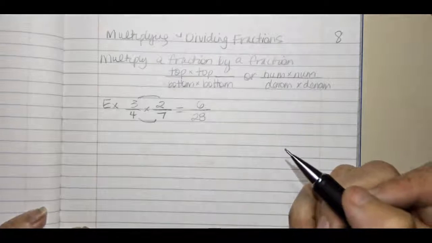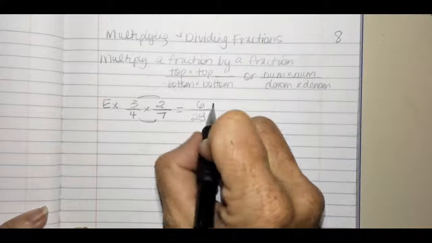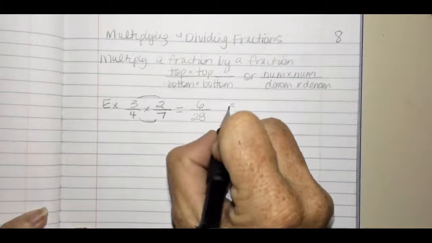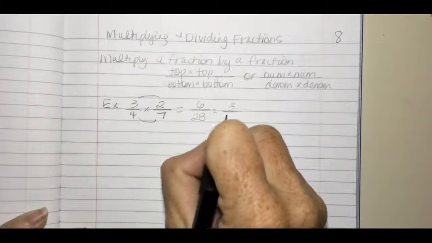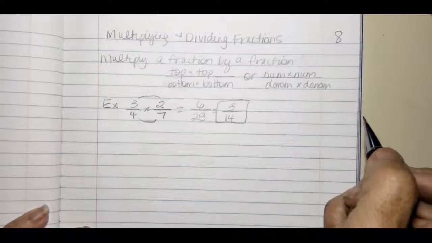What's a number that can go into 6 and 28? 2. So what's half of 6? And what's half of 28? 14. Okay, and that can't be reduced any farther. You must always simplify your fractions as far as you can get them, all the time.